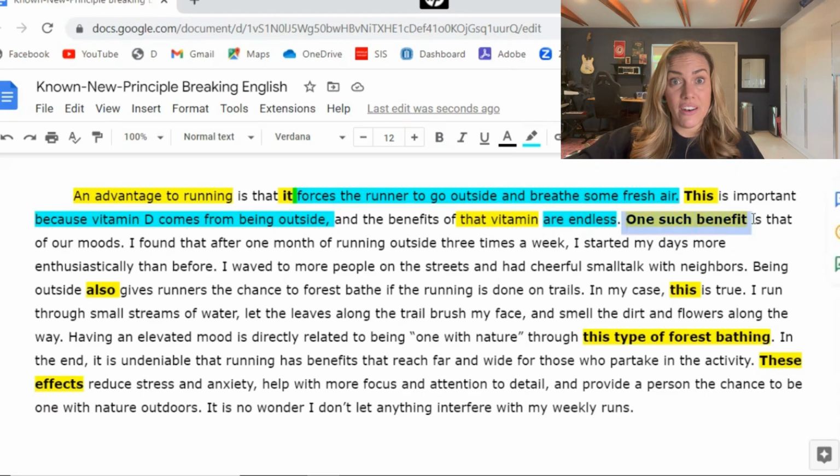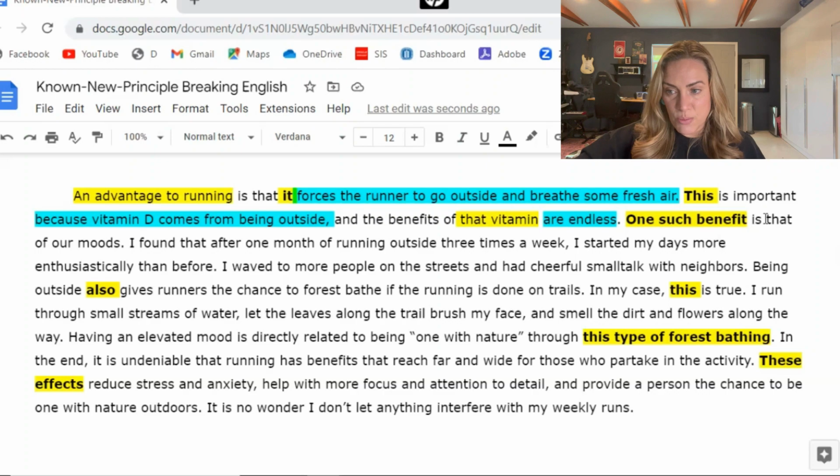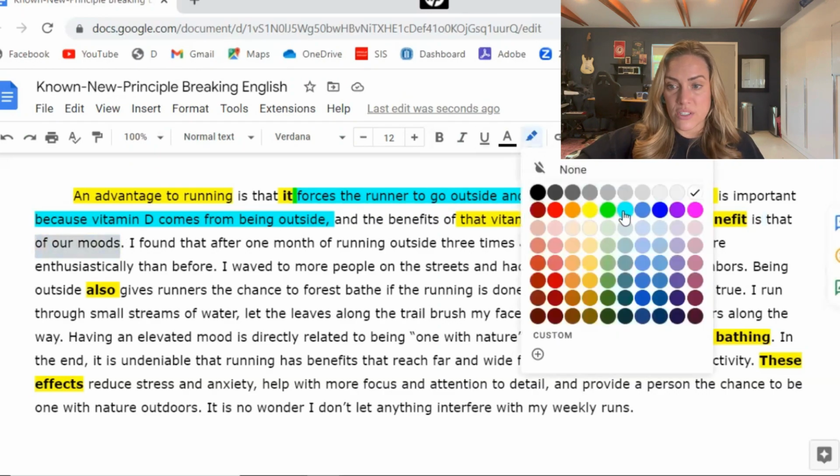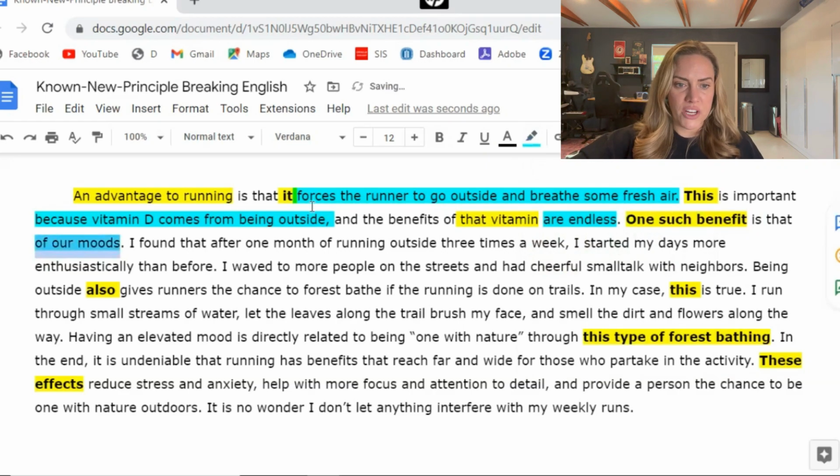One such benefit, reminding you of what I just said in the previous sentence before I introduce new information. One such benefit is that of our moods. It benefits our moods. There's new information.